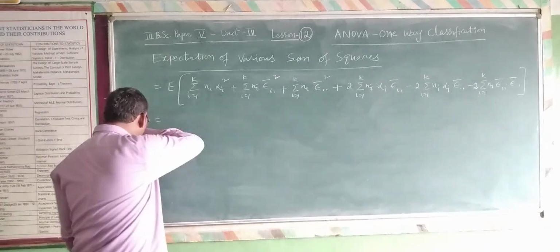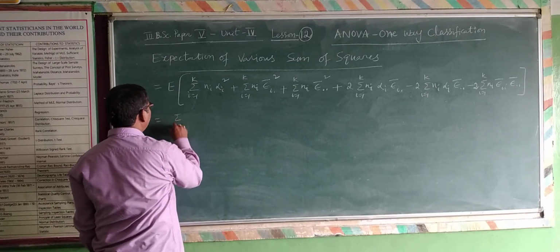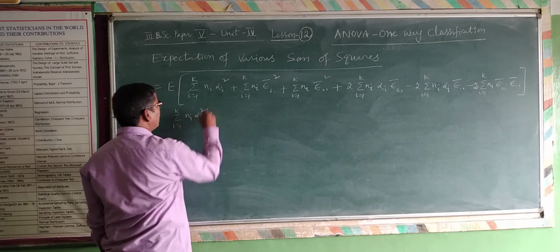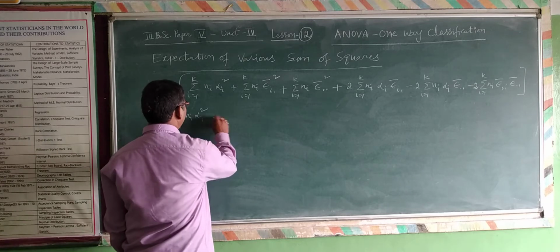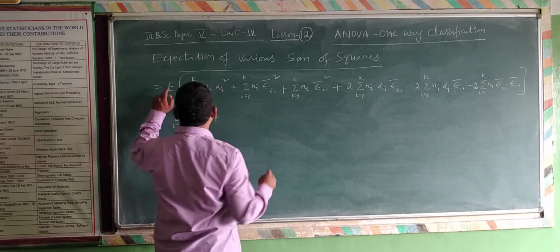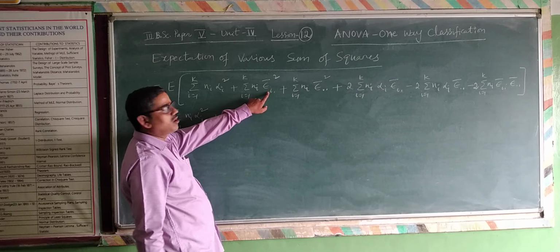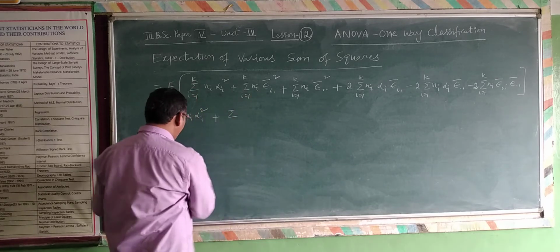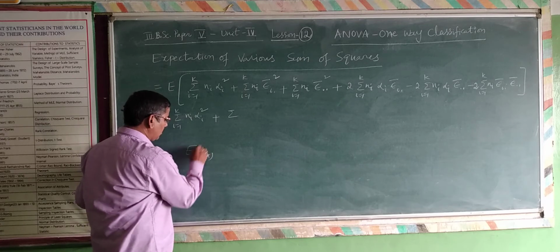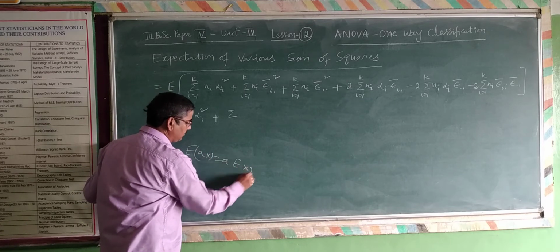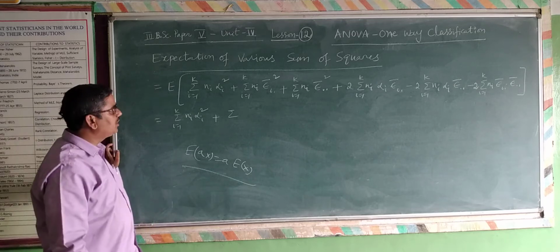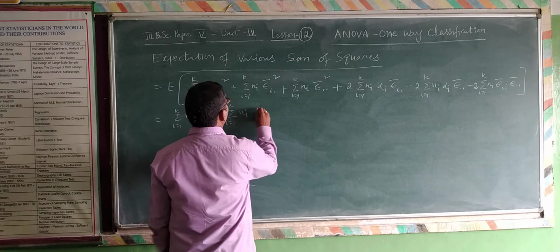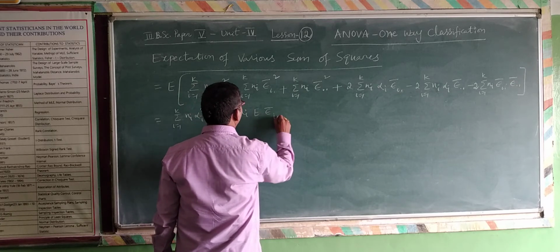Right? So therefore this is summation i equal to 1 to k of n_i alpha_i square, the first term, plus the next term. The expectation is for epsilon bar i dot square. n_i is a constant. Therefore, expectation of Ax is nothing but A times expectation of x. Based on this property, I am taking summation i equal to 1 to k of n_i into expectation of epsilon bar i dot square.